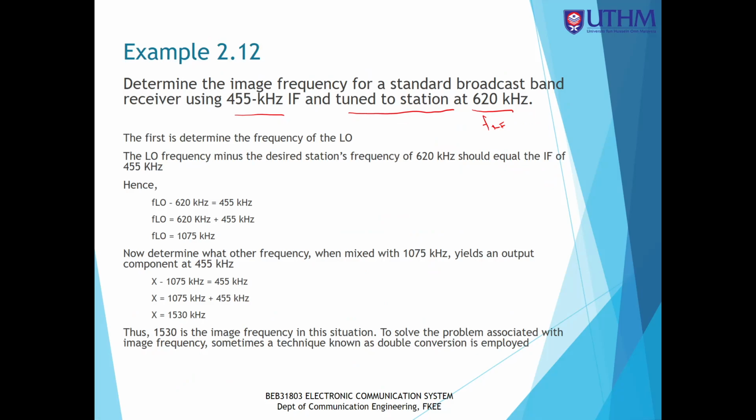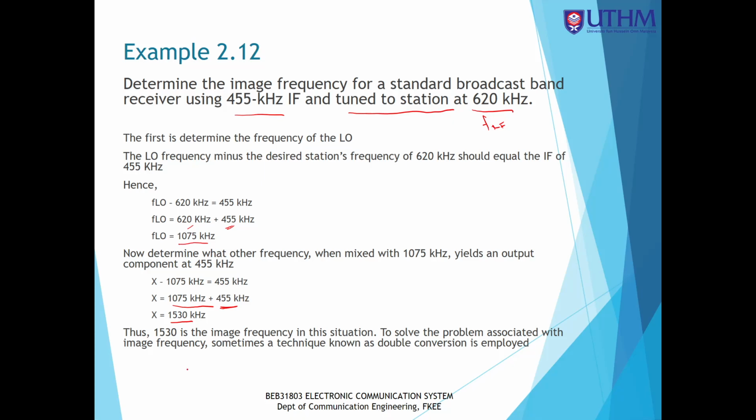In this example, it tries to find the FLO first. FLO is equal to FRF plus F intermediate frequency. So you can find the FLO equal to 1075. From here, the image is located at local oscillator frequency plus image plus the FIF. So you get the image frequency.